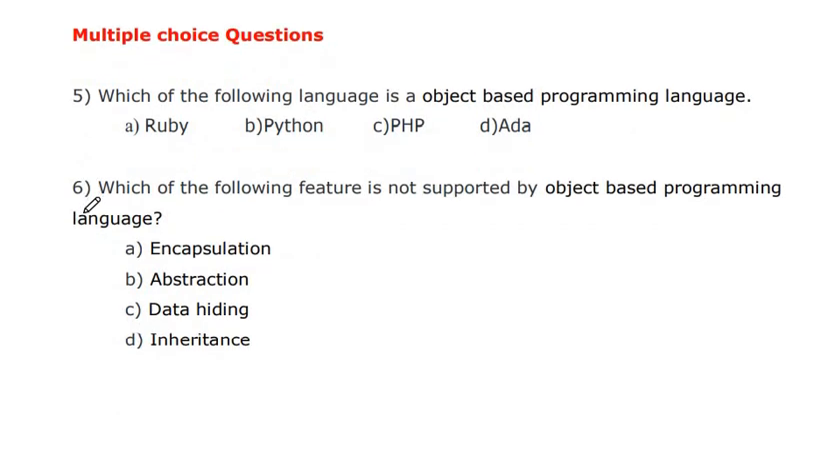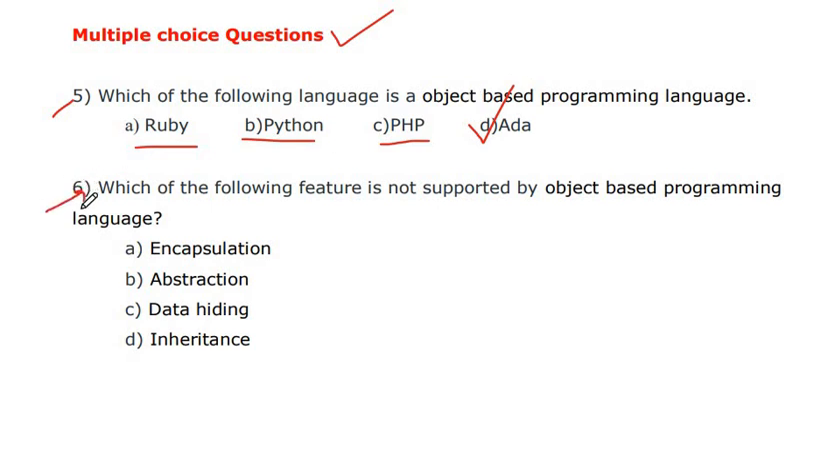On the next page, I have given multiple choice questions for competitive exams like ESET. Now let us see this one. Which of the following languages is an object-based programming language? Ruby, Python, PHP, Ada. What is the answer? PHP is an object-oriented programming language. Python is also an object-oriented programming language. Ruby is also an object-oriented programming language. Here the answer is Ada.